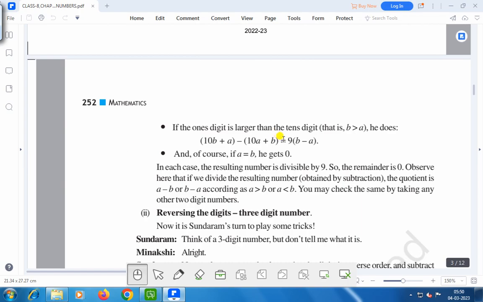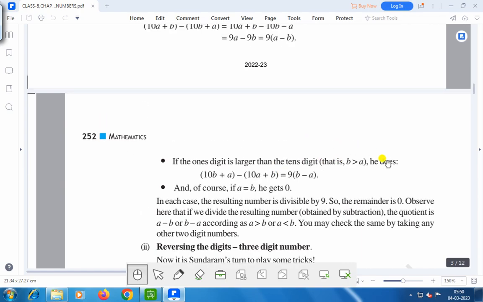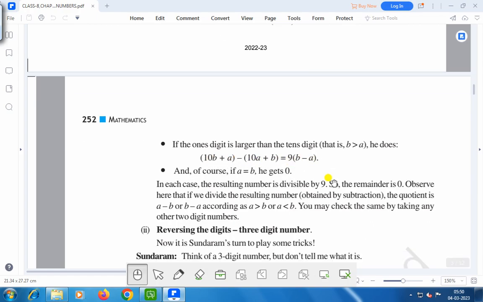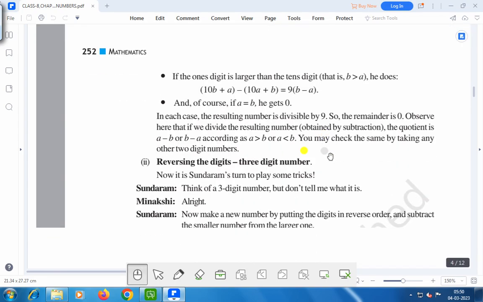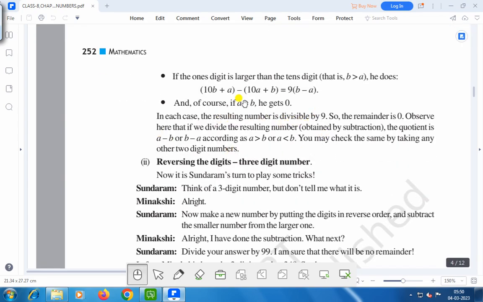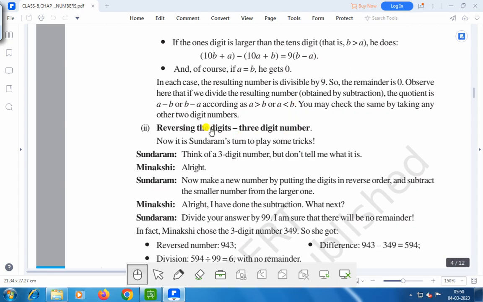If the ones digit is larger than the tens digit, that is B greater than A, he does 10B plus A minus 10A plus B, that is 9 into B minus A. And of course, if A is equal to B, then he gets 0. In each case, the resulting number is divisible by 9. So the remainder is 0. Observe here that if we divide the resulting number obtained by subtraction by 9, the quotient is A minus B or B minus A, according as A is greater than B or B is greater than A. You may check the same by taking any two other digit numbers.